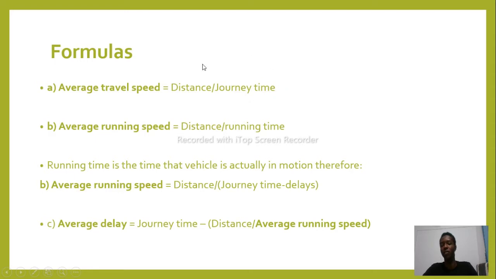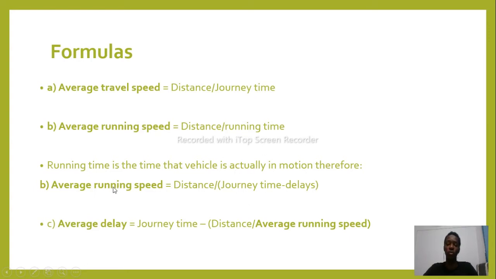Distance is given as 5 kilometers for basically every formula. The journey time is given in the table. The average running speed is equal to distance divided by running time. Running time is the time that the vehicle is actually in motion. Therefore, the running time is journey time minus the delays.